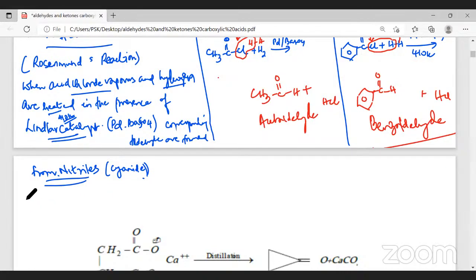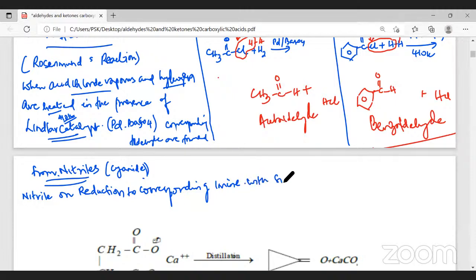So cyanides or nitriles on reduction give the corresponding imines. I will tell you what an imine is. The reduction is done with stannous chloride in the presence of HCl, followed by hydrolysis.